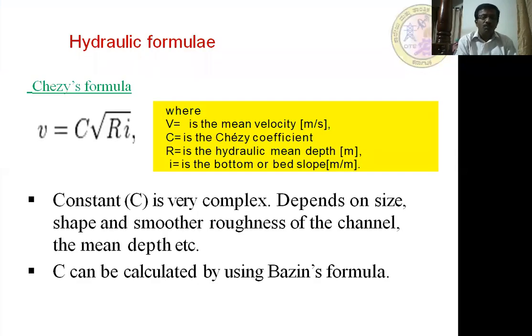Some of the formulas which are commonly used for design of the sewer pipelines: the first one is Chezy's formula. Chezy's formula is the basic formula which is commonly used for design of open channel as well as flow through pipes. And usually it is designed for the uniform flow. Therefore, here the formula used is V equals C into root of R i, where V is the velocity of flow in the sewer in terms of meter per second. C is the Chezy's constant.